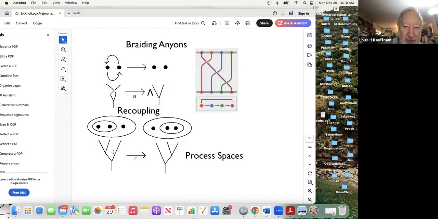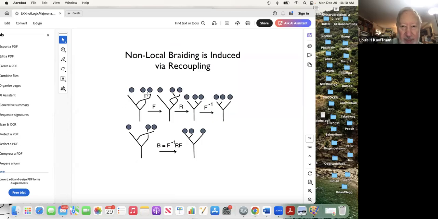we need to be able to change bases to one of the other spaces to find out what the braiding transformations are. If I want to know how I braid these, then what I do is I make the transformation to the other space. That's a recoupling transformation. Then I do the braiding operation there, and then I come back. And that gives me the representation of the sigma 2.